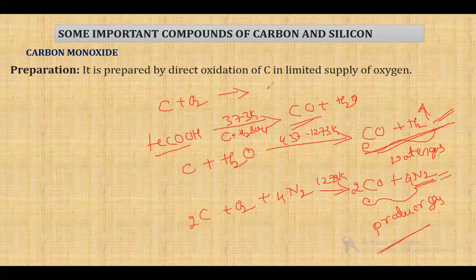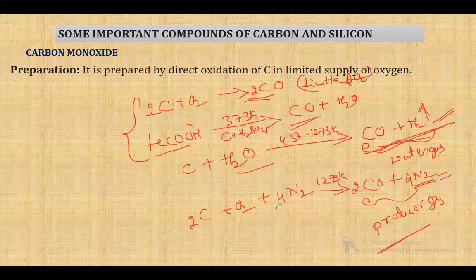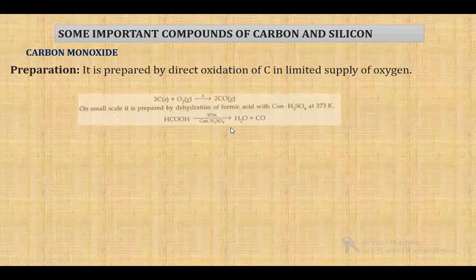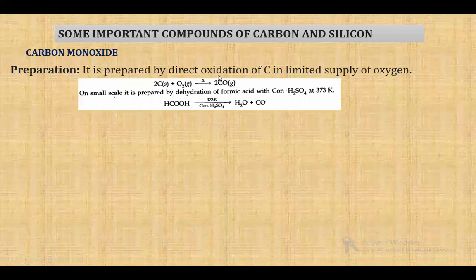C plus O2 gives rise to CO, carbon monoxide, with a limited supply of air or O2. These are the two methods you need to remember. You already studied that CO and H2 form in water gas, and remember one more: the CO and N2 mixture is called producer gas. So C plus O2 at high temperature forms carbon monoxide.